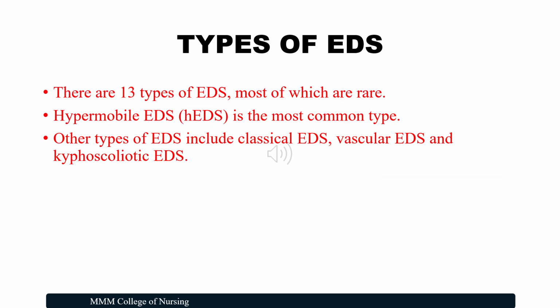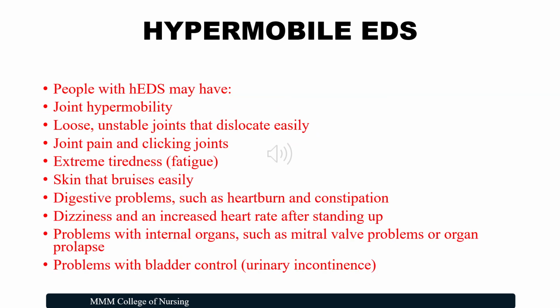So, types of EDS. There are 13 types of Ehlers-Danlos syndrome, which are rare, but the most common type is hypermobile Ehlers-Danlos syndrome. The other types of EDS include classical EDS, vascular EDS and kyphoscoliotic EDS. So these types of EDS are the most common. But in Ehlers-Danlos syndrome, according to the genetic variation, the types also vary.